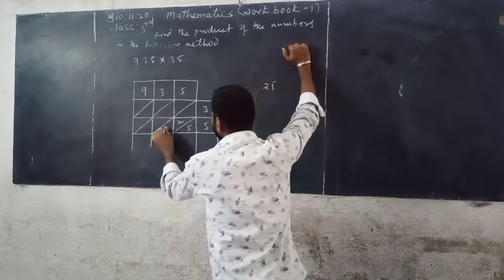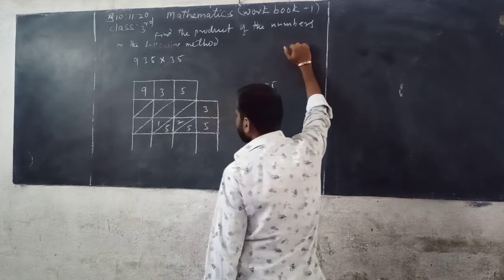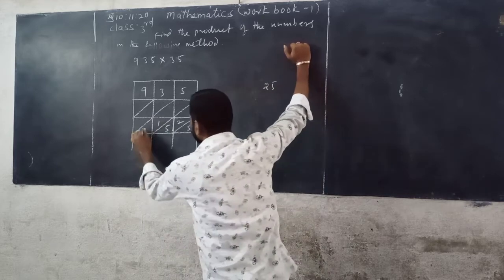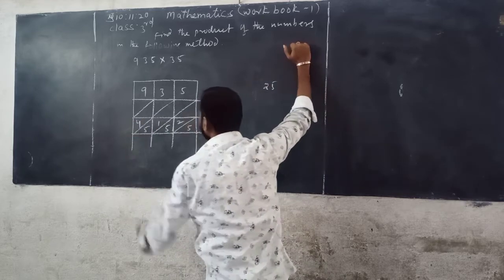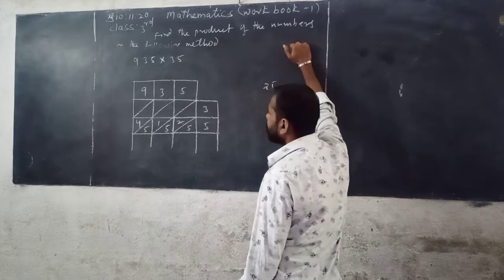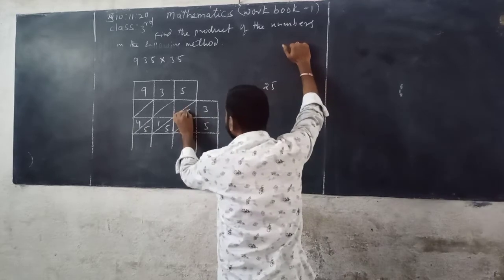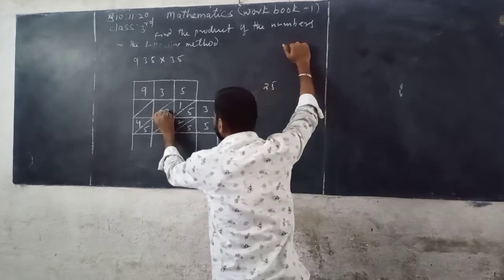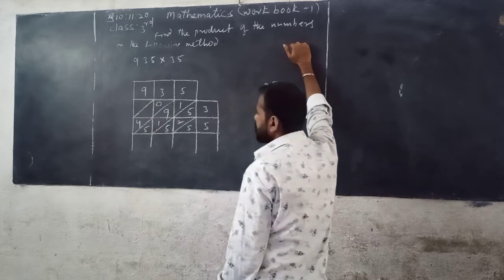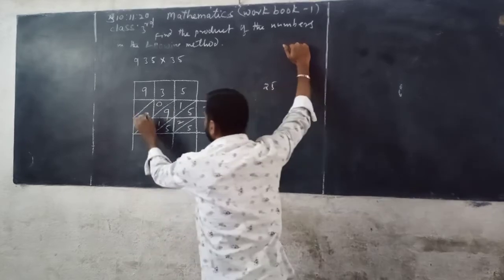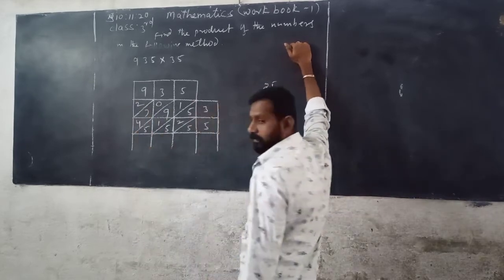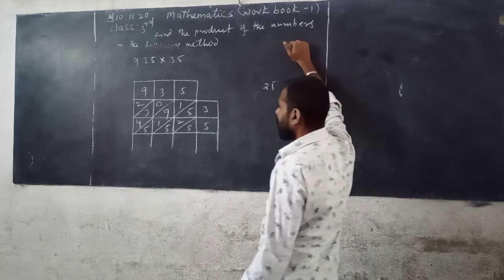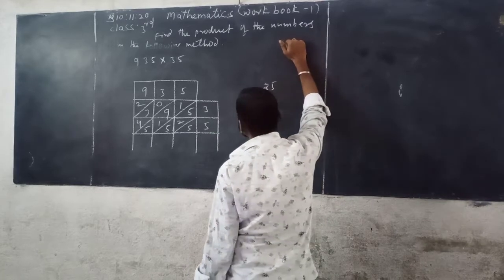Next 5 3s are 15. Now next 5 9s are 45. Now next 935 is multiplied by 3. 3 5s are 15. You can write this like only. Now 3 3s are 9. 9 you can write it here. There is no number. Instead of that you can write 0. 9 3s are 27.